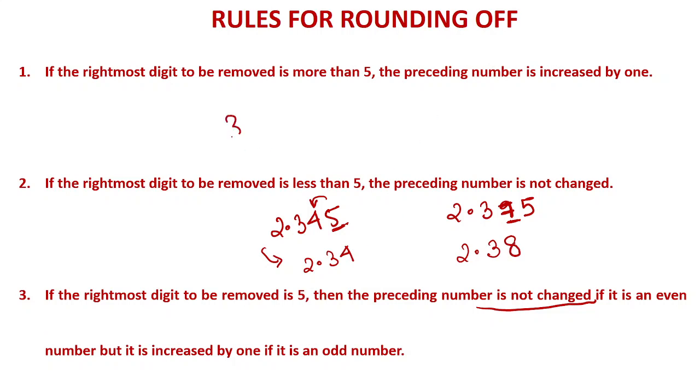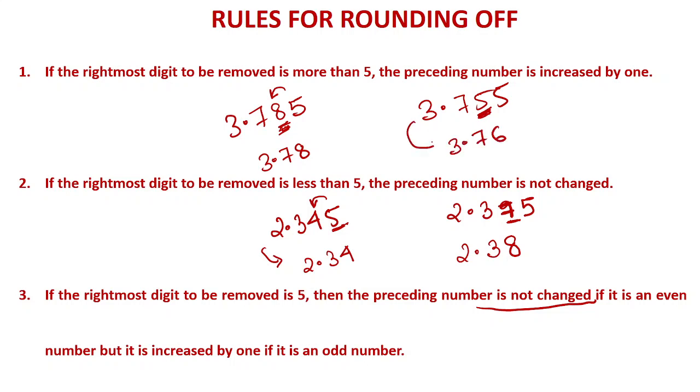I'll take another example for you. 3.785 suppose, and one is suppose 3.755. Then you see the number preceding the 5, that is 8 here. So the rule says that it will not change if it is an even number, so it will be 3.78 only. But if it is an odd number, as in this case where it is 5, the answer will be 3.76 when you are rounding it to 2 decimal places. So these are your rules for rounding off.